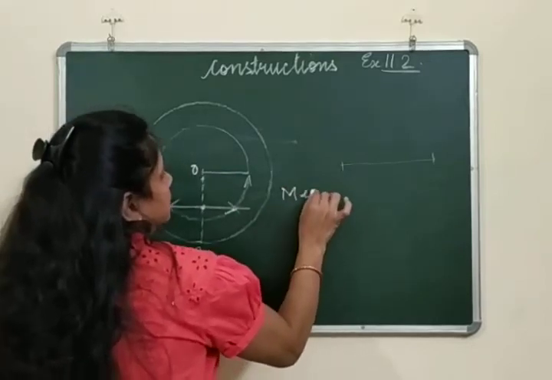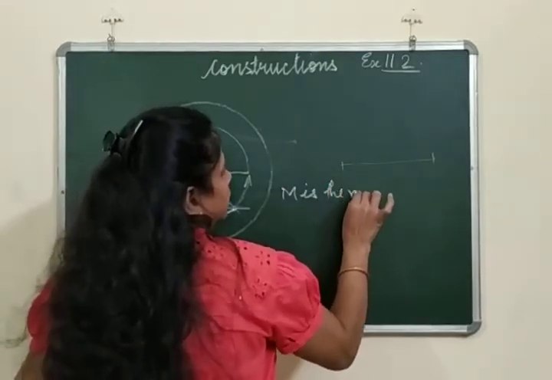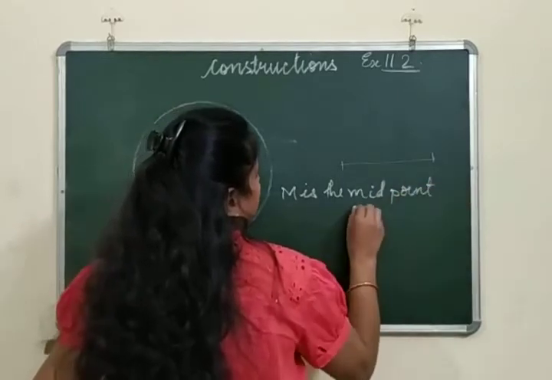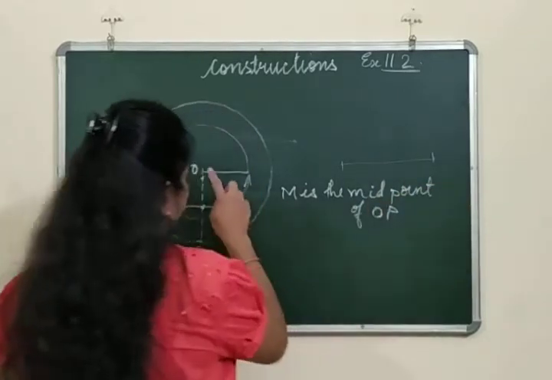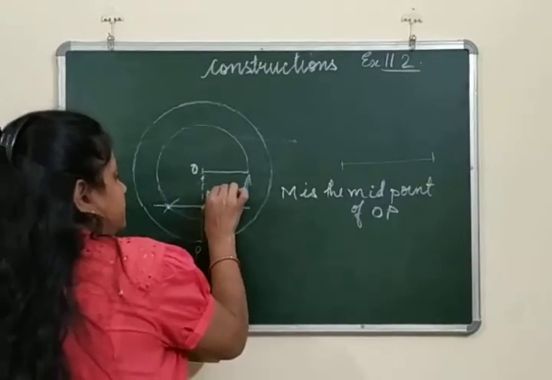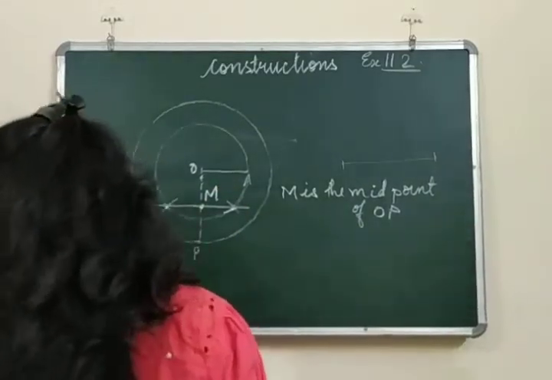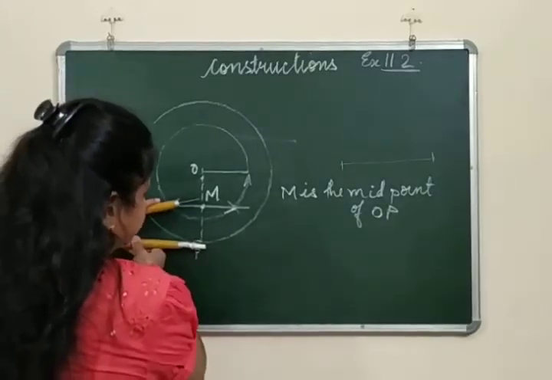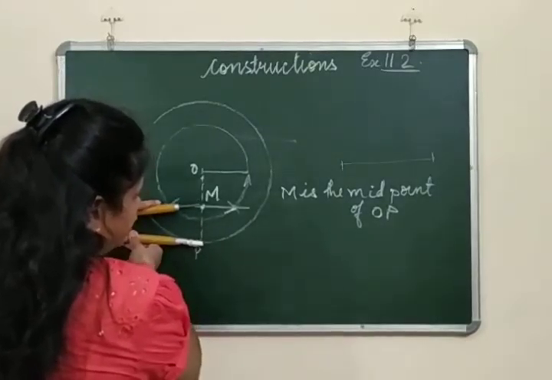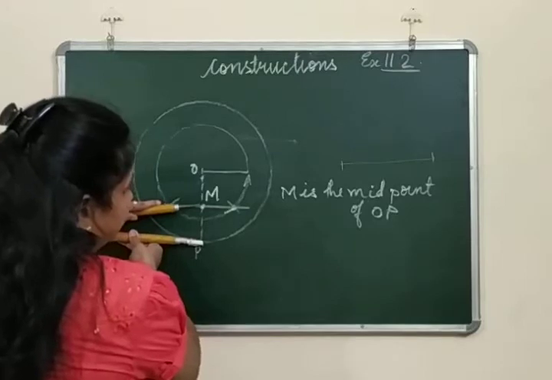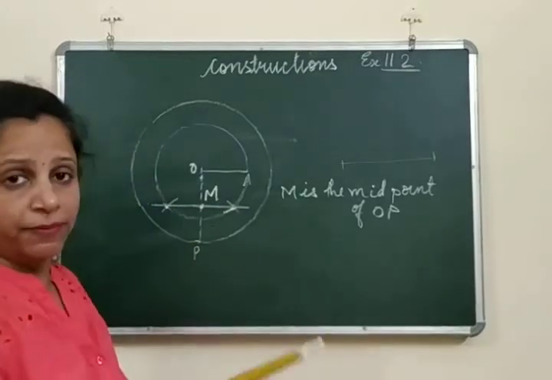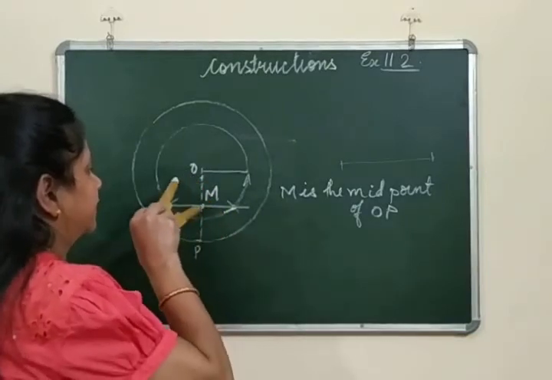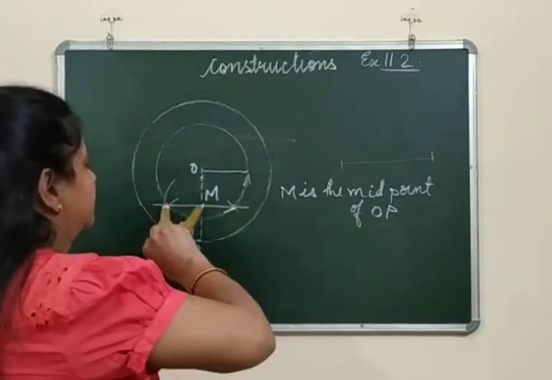M is the midpoint of OP. OP का midpoint है M. अब क्या करना है आपको? You have to take radius as OP and M as center. जो midpoint आया है उसको center लेना है, radius OP लेना है, and again you have to draw the circle.